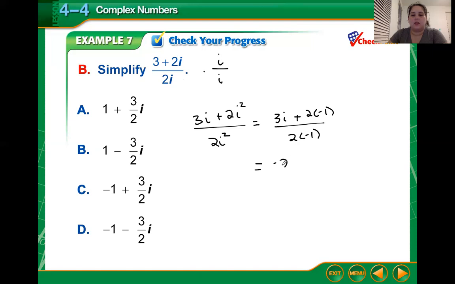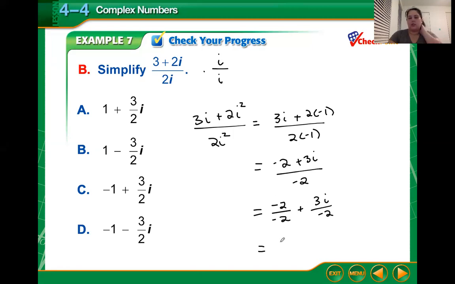And so we're going to end up with negative 2 plus 3i all over negative 2. We're going to put that into two different fractions: negative 2 over negative 2 plus 3i over negative 2. Negative 2 divided by itself is positive 1. And we're going to move our negative to the front. So we get 1 minus 3 halves i, which gets us B, 1 minus 3 halves i.